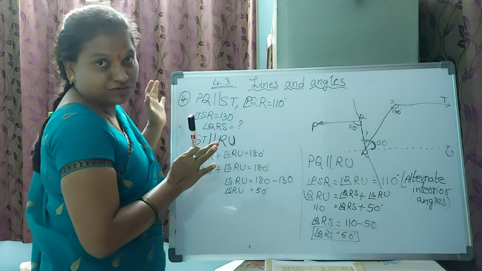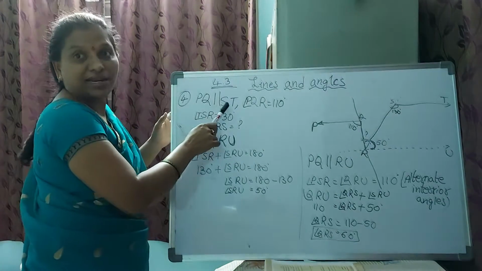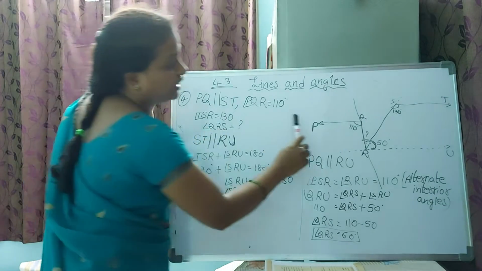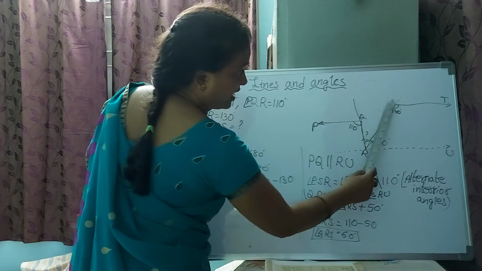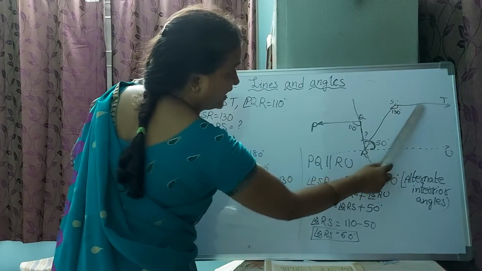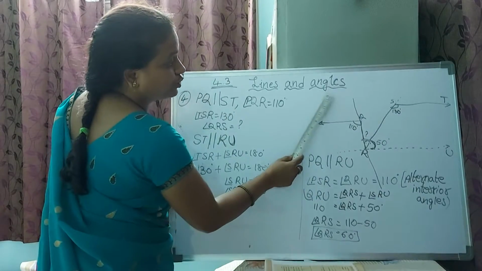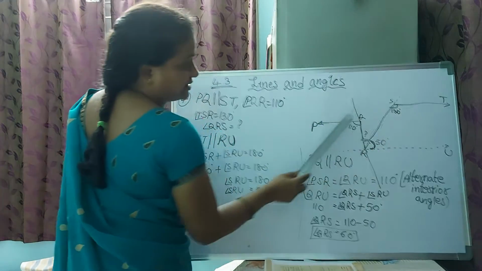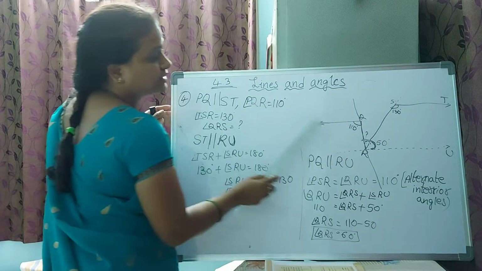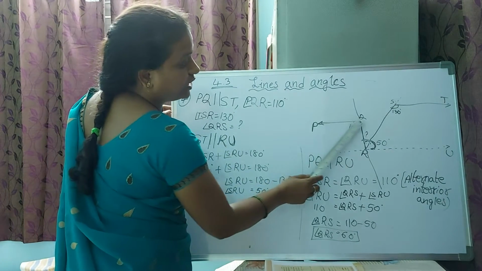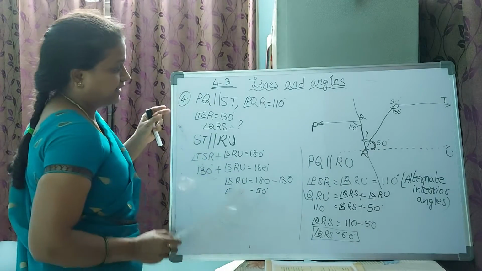PQ, what he has given, first we will see. PQ is parallel to ST. If this line comes here, it means these two lines are parallel. You have to imagine that these two lines are parallel. And angle PQR is equal to 110 degrees.